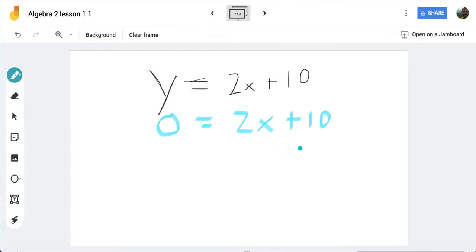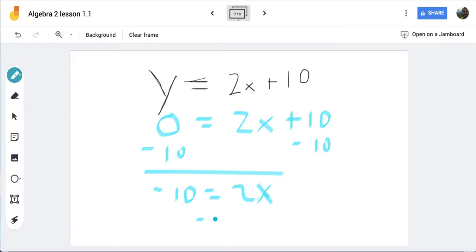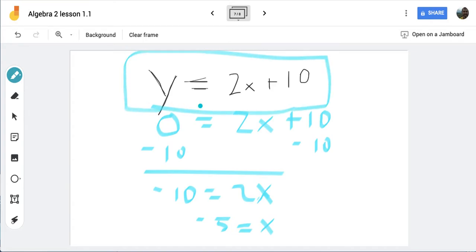To solve this for x, I'm going to subtract 10. When I subtract 10, I end up with negative 10 equals 2x. Divide both sides by 2. If you don't mind, I'm not going to show my work, especially with my pen having issues. Divide both sides by 2, and I get negative 5 equals x. So that's the key point.